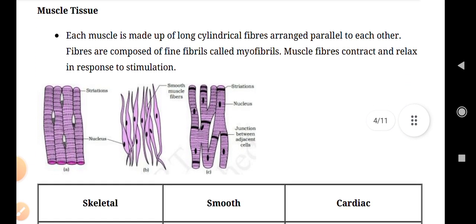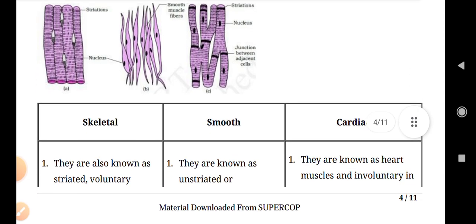Muscle tissue. Each muscle is made up of long cylindrical fibers arranged parallel to each other. Fibers are composed of fine fibrils called myofibrils. Myofibrils, the muscle fibers, contract and relax in response to stimulation.